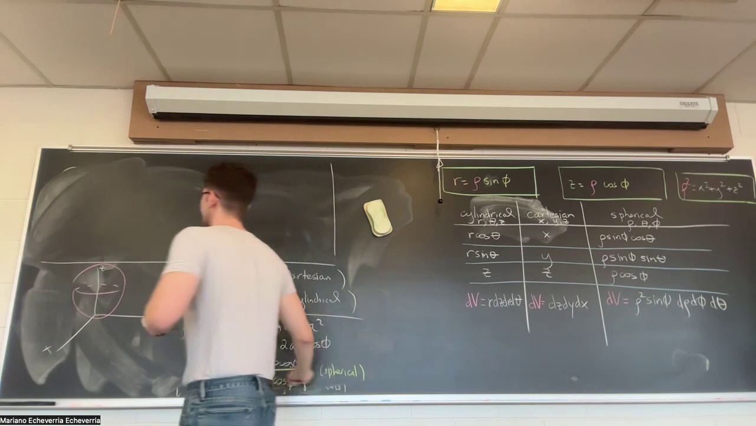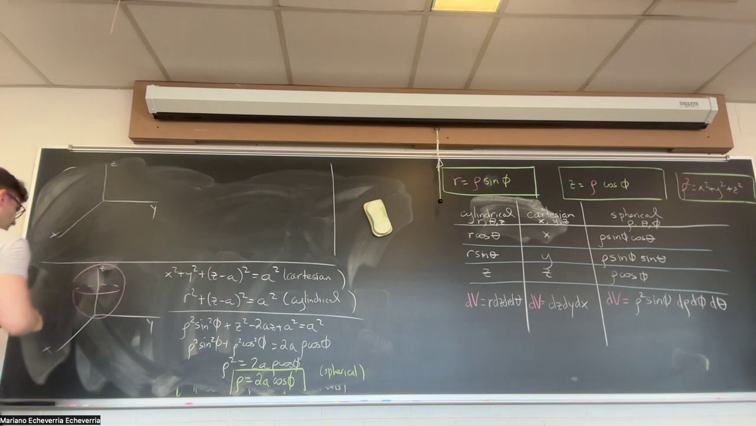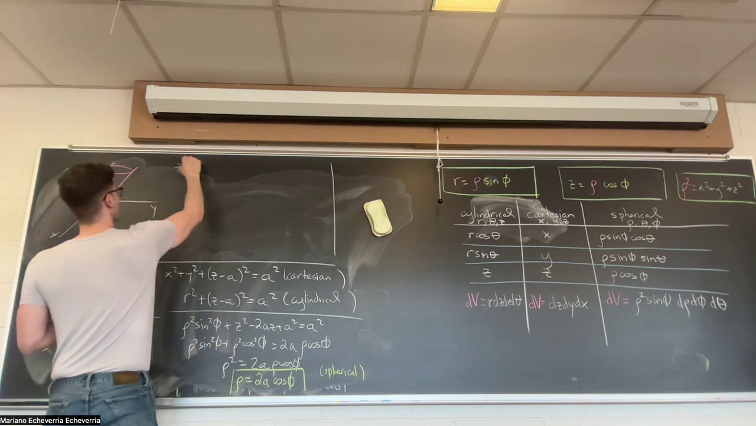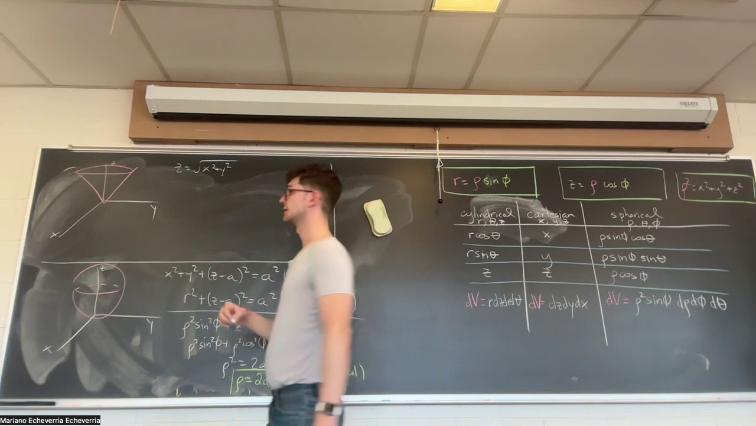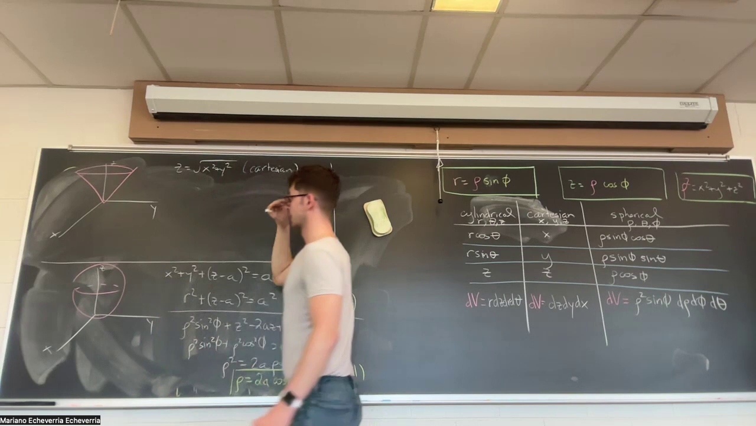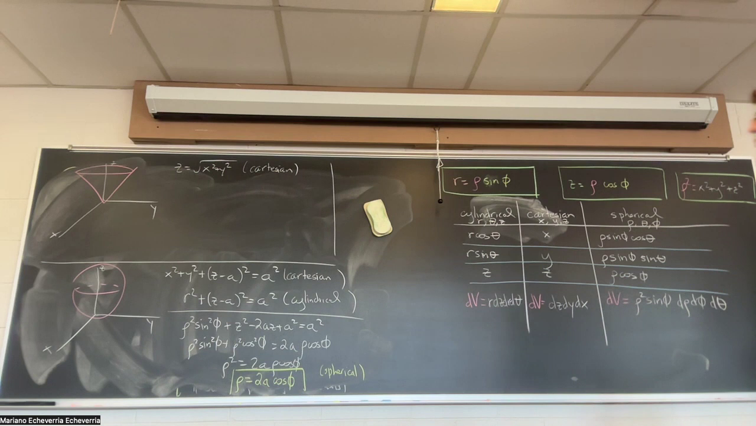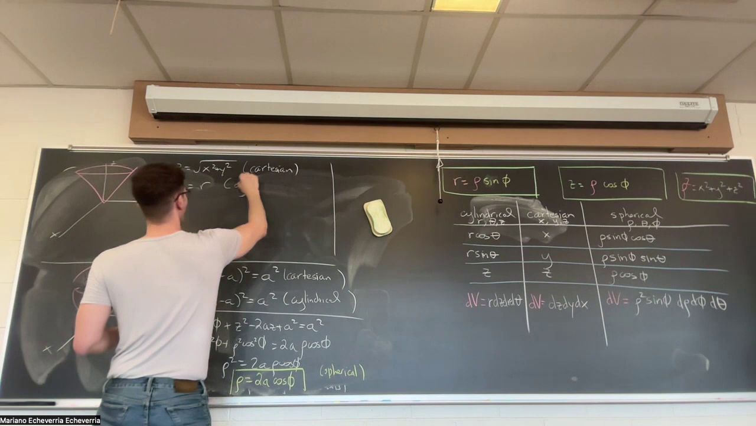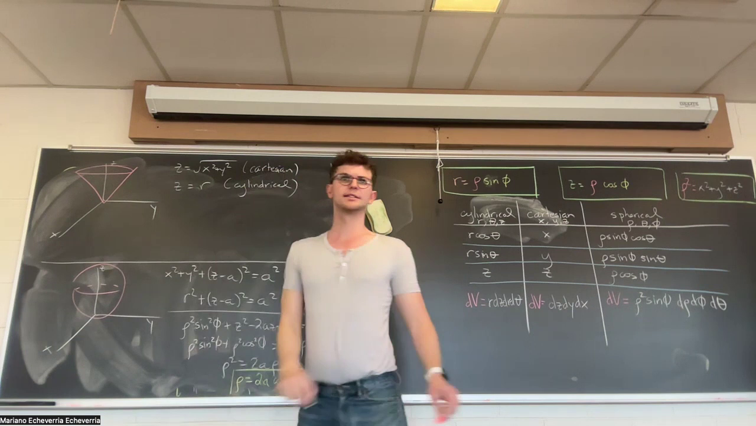So the standard cone is something like z equals square root of x squared plus y squared. That's how it's written in Cartesian. Then how is it written in cylindrical? In cylindrical, x squared plus y squared becomes r squared, and then you take square roots, and so you just get z equals r. So it looks like z equals r in cylindrical. Is that okay? And then how does this look in spherical?